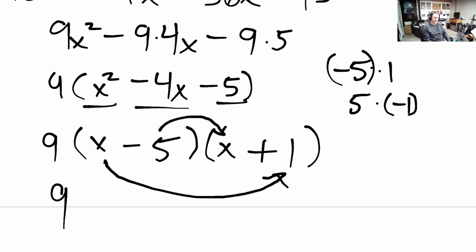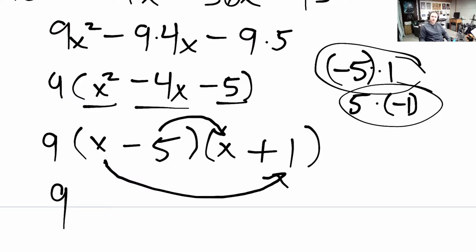The other ones, x times x, that's x squared. Negative 5 times 1, that's just a constant. These two distributions in particular give you the x terms. So when you combine them, what you're really doing is adding the coefficients together. And those coefficients are the factors over here. So in order to correctly choose which factors to use, you need to ask yourself which sum of factors gives you that middle term.